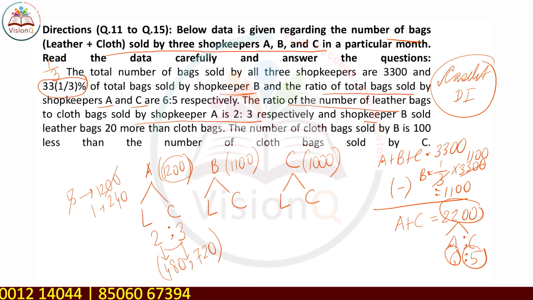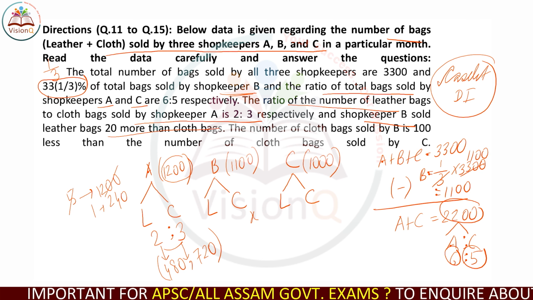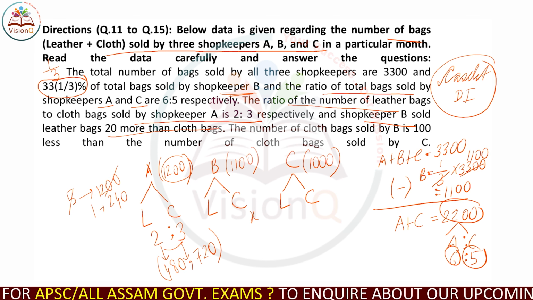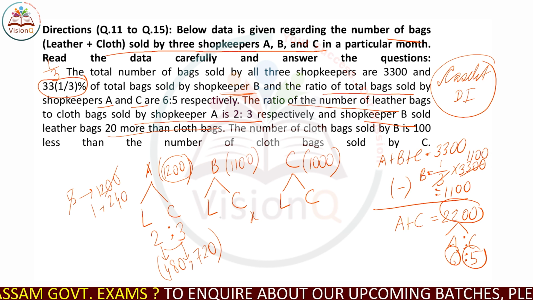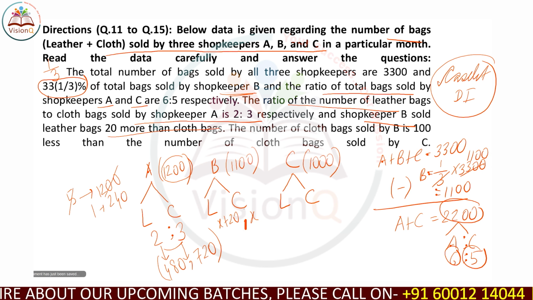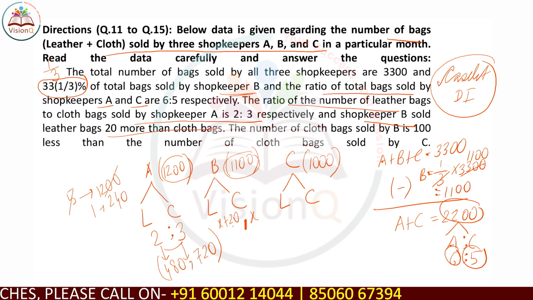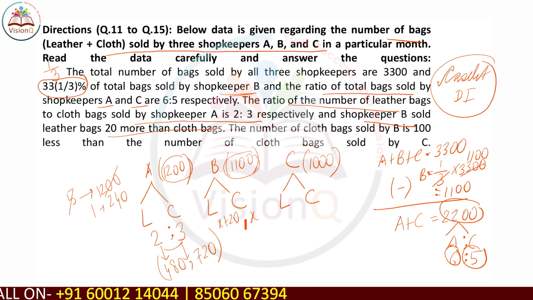Next, shopkeeper B sold leather bags 20 more than cloth bags. Okay, shopkeeper B sold what? Leather bags, which is 20 more than the number of cloth bags. If shopkeeper B sold X number of cloth bags, then shopkeeper B will sell how many leather bags? X plus 20. Now total number of leather and cloth bags sold is how much? 1100. So X plus 20 plus X will be 1100.